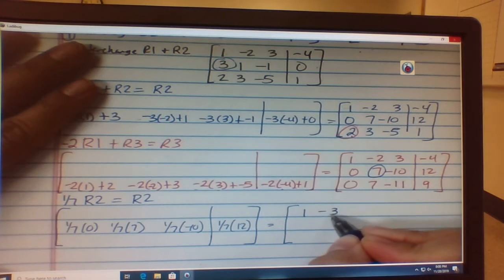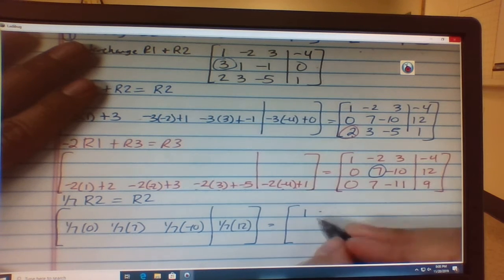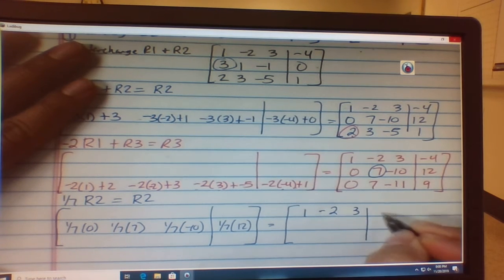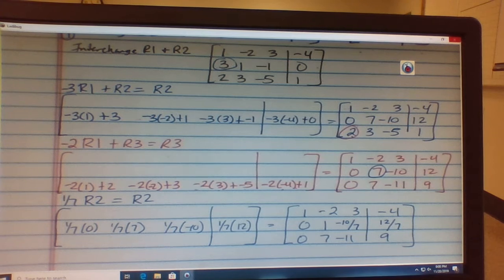Top stays the same. I'm writing it wrong. -2, 3, -3. Bottom one stays the same. And this becomes a 0, a 1, a -10 over 7, and a +12 over 7. So, is everyone there, or did I catch up? I'm way behind. Okay, well then, I'll take a break right there.